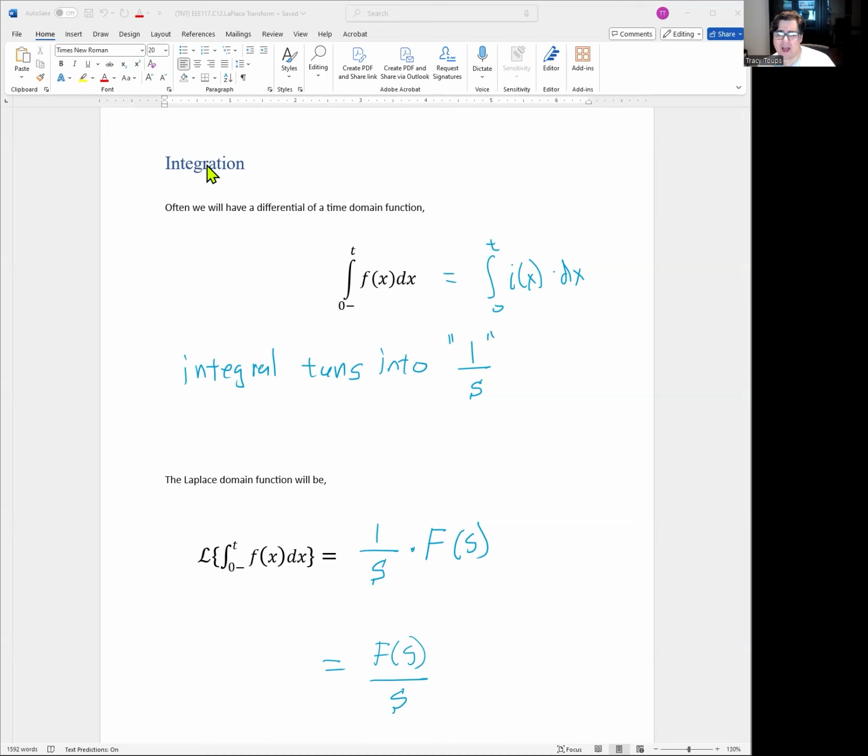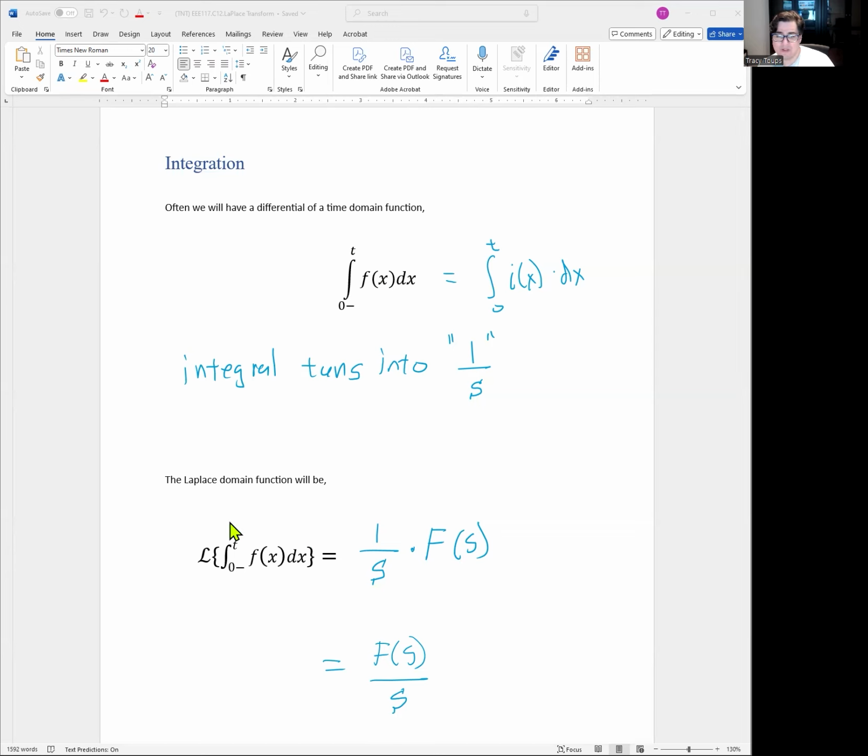Well, what about the opposite of differentiation, which is integration? Integrate from 0 to t of some function f of x dx, right? For example, this could be current. Integrate from 0 to t. How much voltage was on the inductor? Well, how long did we turn the current on? That's what integration means. So in terms of Laplace transforms, integrals are literally just divided by s.